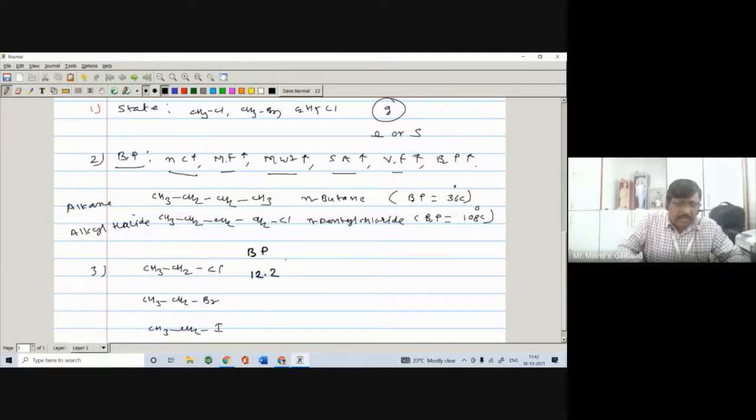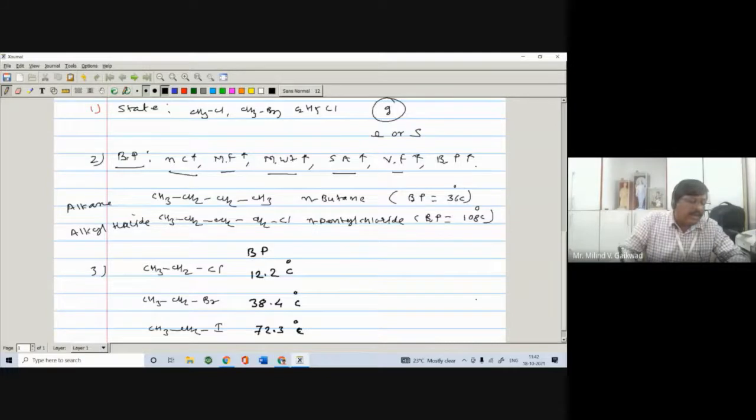12.2 degrees centigrade, then 38.4 degrees centigrade, and 72.3 degrees centigrade. So you'll see that as we change the halogen, chlorine to bromine, bromine to iodine, the molecular weight of the halogen increases. As the molecular weight increases, its surface area also increases. That's why the boiling point also increases.